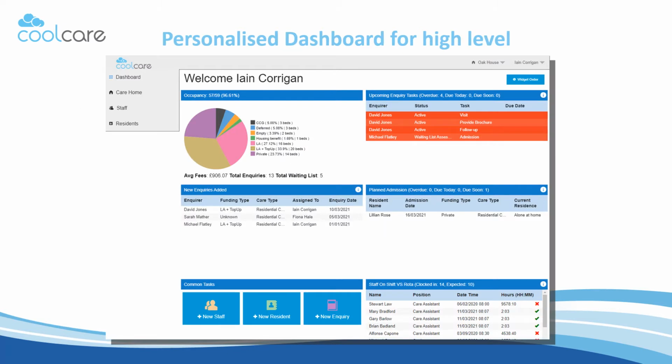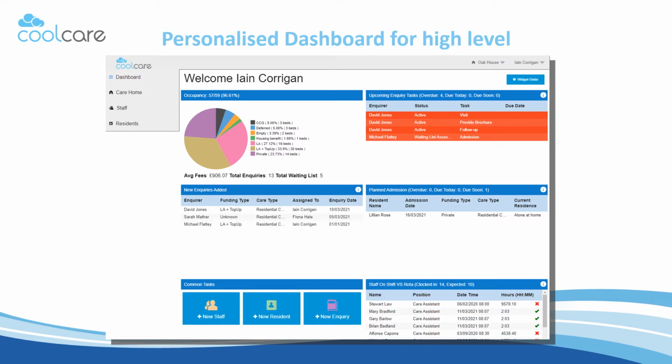Let's take a look at how CoolCare provides visibility of live inquiry and occupancy data. This specific user is looking at a single home and has their dashboard configured for occupancy. However, a different user could have the dashboard configured more for staffing, perhaps more for invoicing, or a general mix.